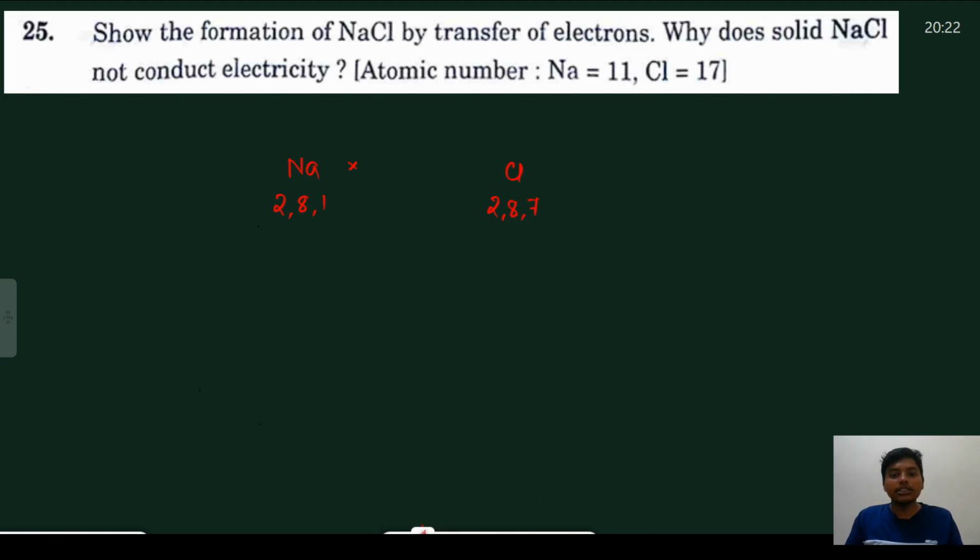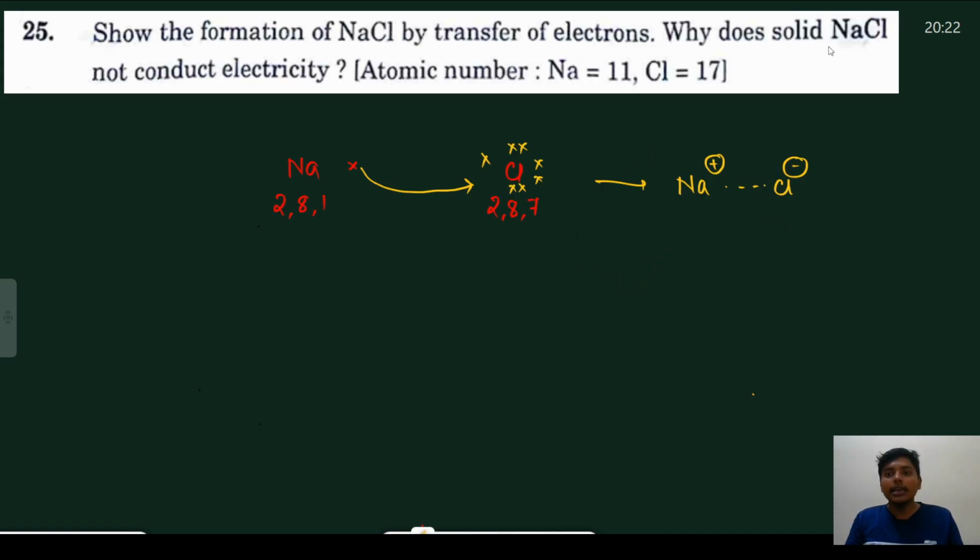So how many electrons in its valence shell? 7. So 1, 2, 3, 4, 5, 6, 7. So what will happen? This electron will come here. And after that, if sodium gives one electron, sodium will become Na plus and chlorine will become Cl minus. So this is how NaCl will form.